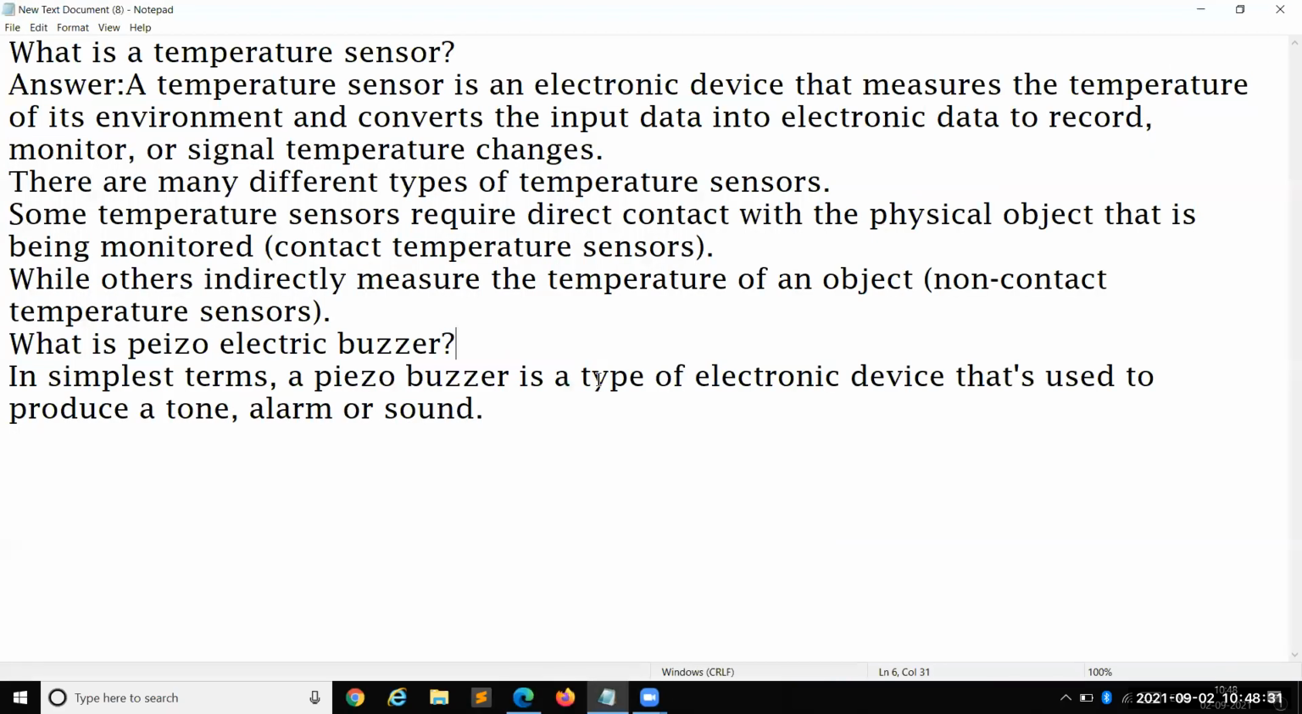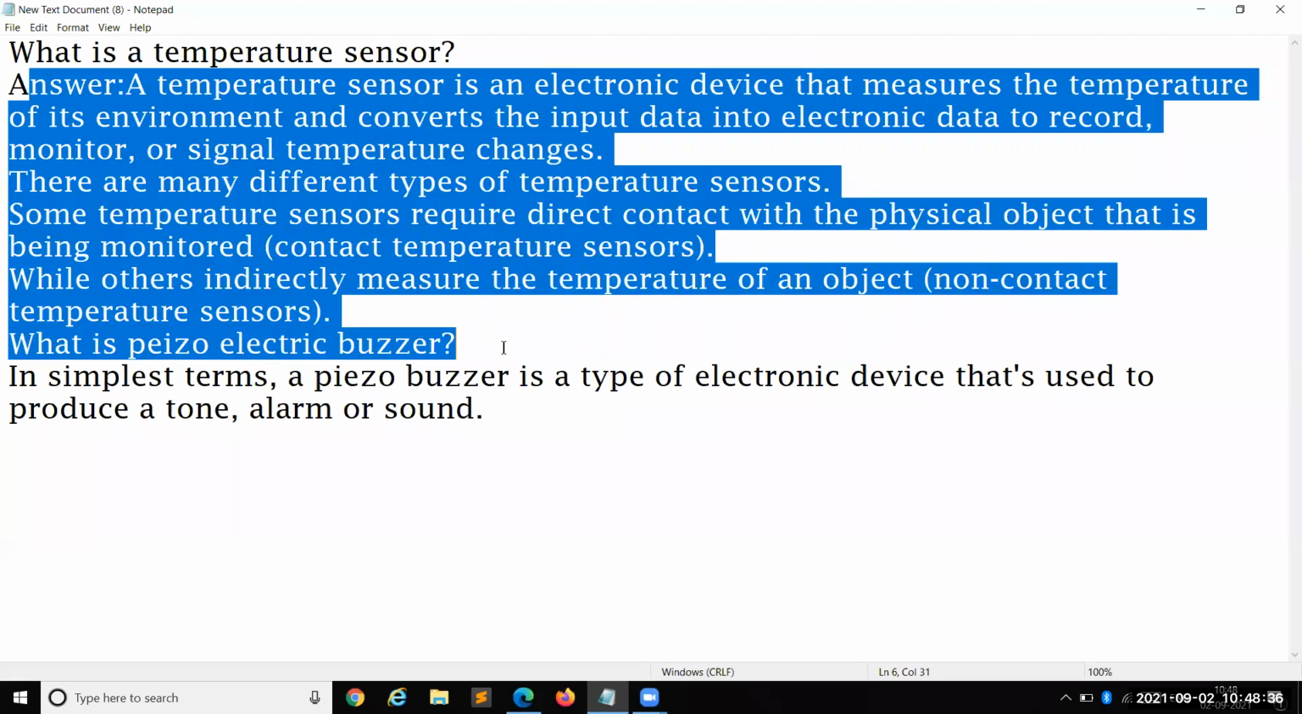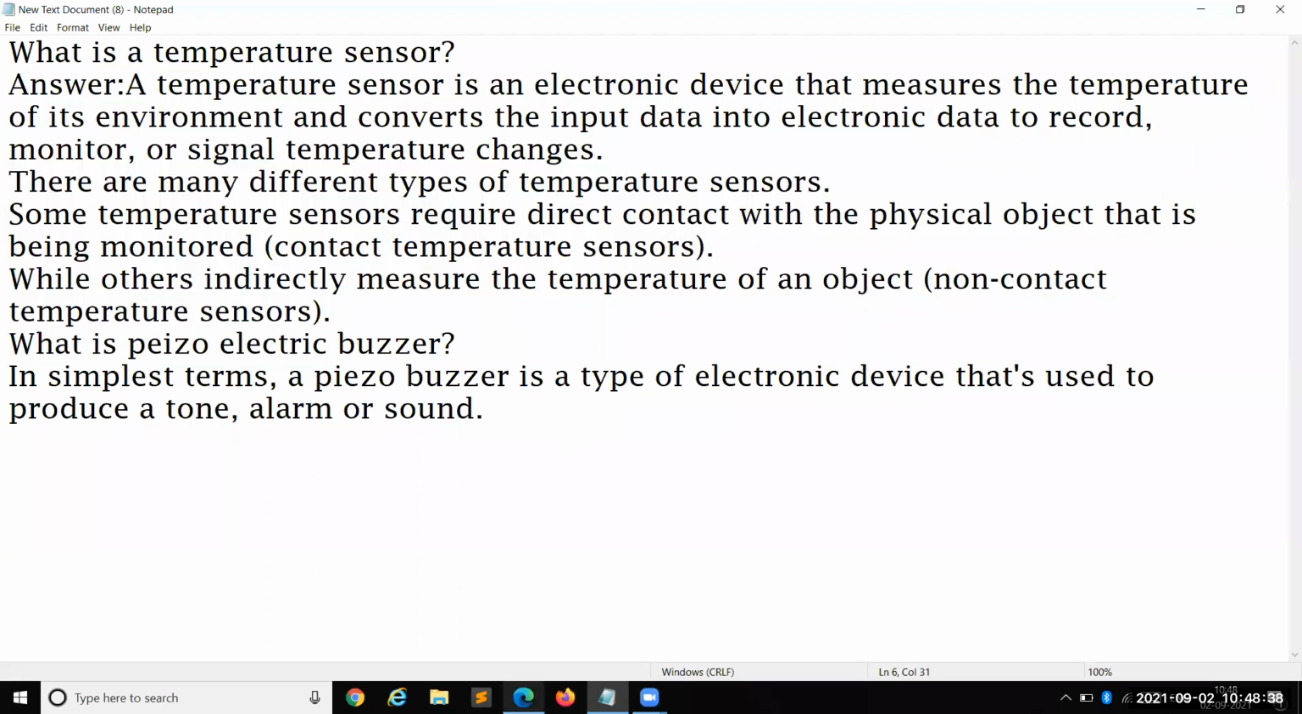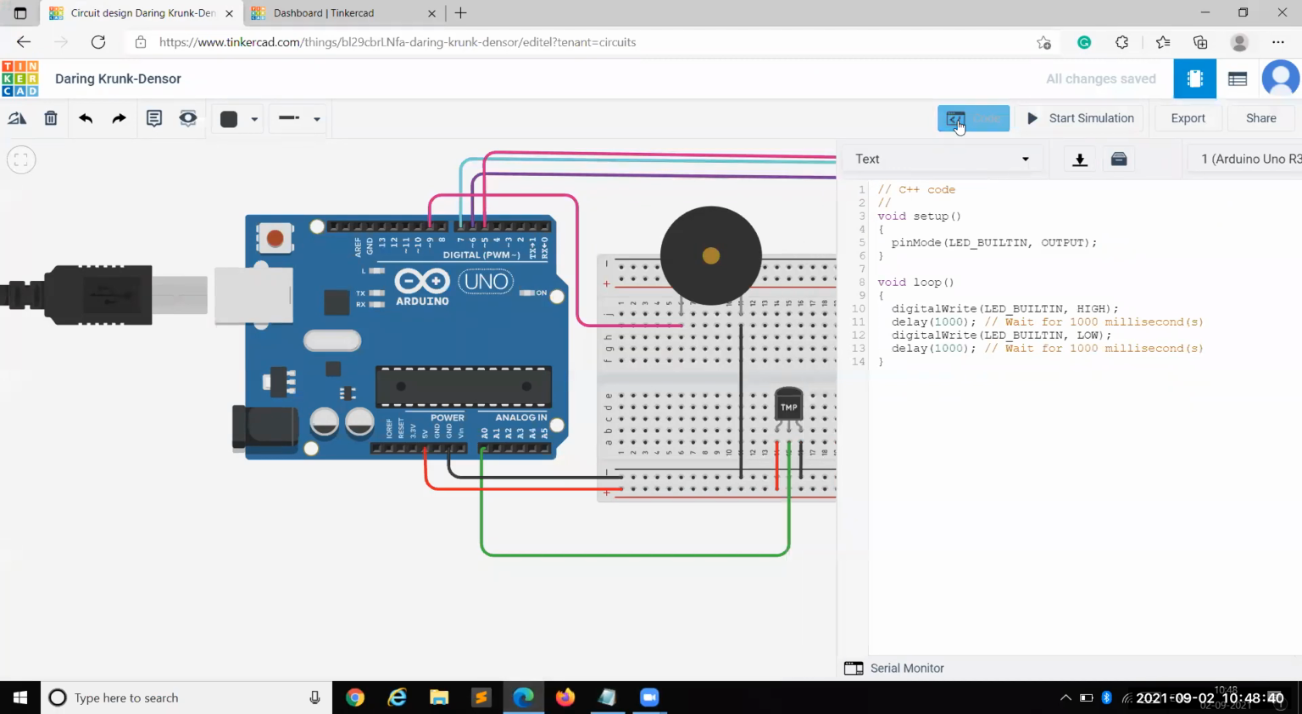Also, you have taken this screenshot as well, right? This is important. This is like notes that I have given you, and you have to take a screenshot of this part as well. And this one as well.